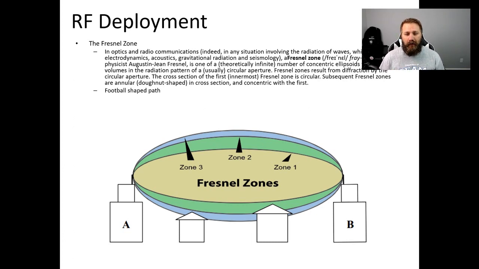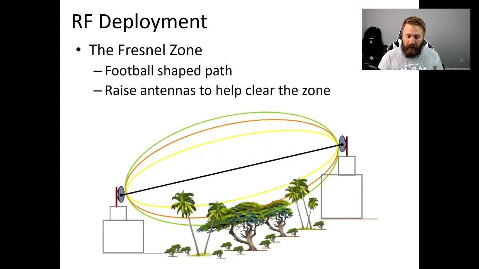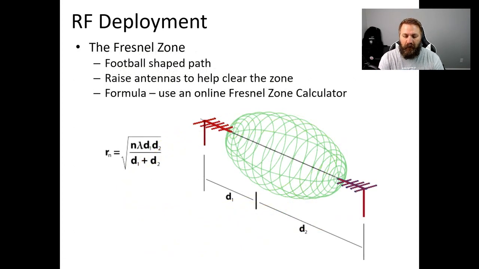There's a Fresnel zone, and the radio waves emit inside this Fresnel zone. Different technologies are going to be different size Fresnel zones. I think I put that in the slide coming up. But it's a football-shaped path, and you want to make sure that when you're deploying antennas, you take into account what the Fresnel zone is between the two antennas. You can see here in the diagram that obviously if we had trees in the way, you have zone 1, zone 2, and zone 3. We want to make sure that this path is going to clear as many obstacles as possible in that Fresnel zone. So you can see there that we raised the antenna and we got above those trees.